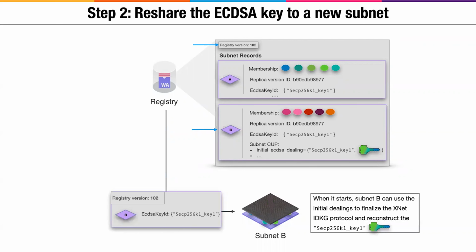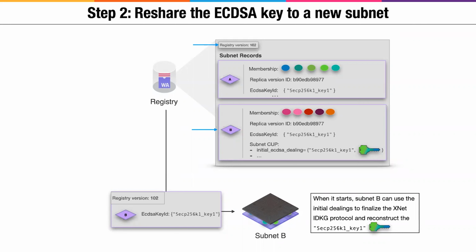What happens is that the nodes in subnet B will eventually realize that they are assigned to a subnet. Specifically, they will see that there's a registry version that contains a subnet record, and they are listed in the members of the subnet. So nodes will realize that they are assigned to a subnet. They will start running the Internet Computer Protocol among themselves. And specifically, they will see that in the catch-up package that they received from the registry, there's also a set of initial dealings for keys like secp256k1.